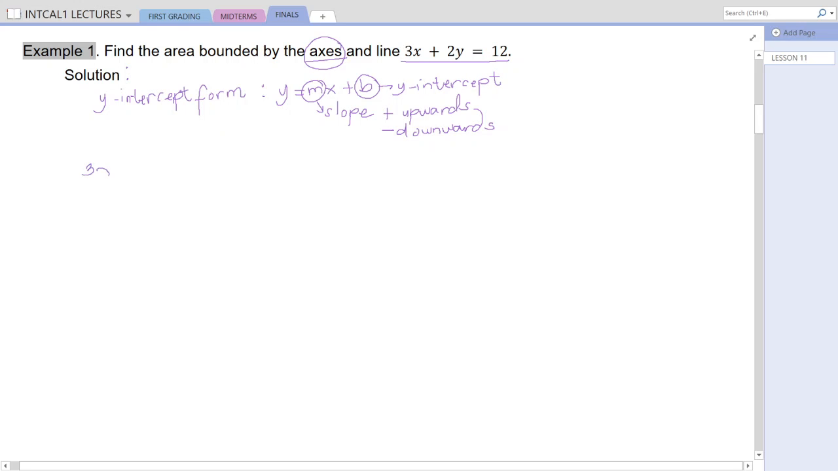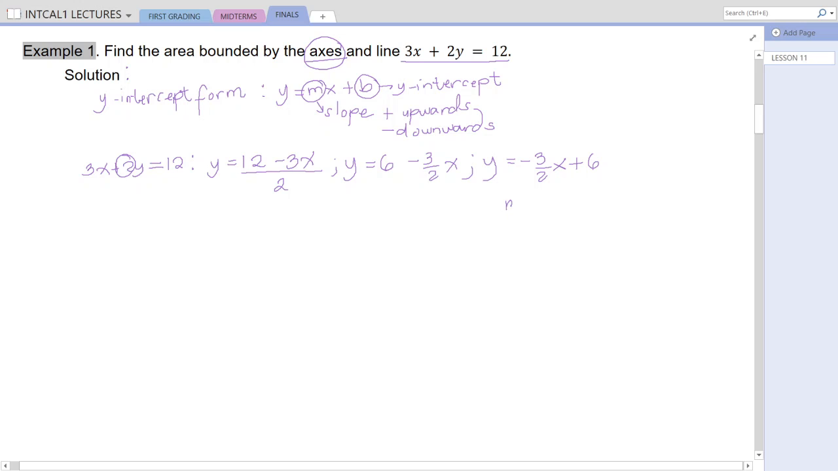The given equation is 3x plus 2y is equal to 12. We have to write this in terms of y, so that we may obtain its y-intercept form, which is easier to graph. So y is equal to 12, transposing 3x to the right side, that is negative 3x, and then divided by its coefficient, which is 2. So it becomes y is equal to 6 minus 3 halves x, or in its intercept form, y is equal to negative 3 halves x plus 6.